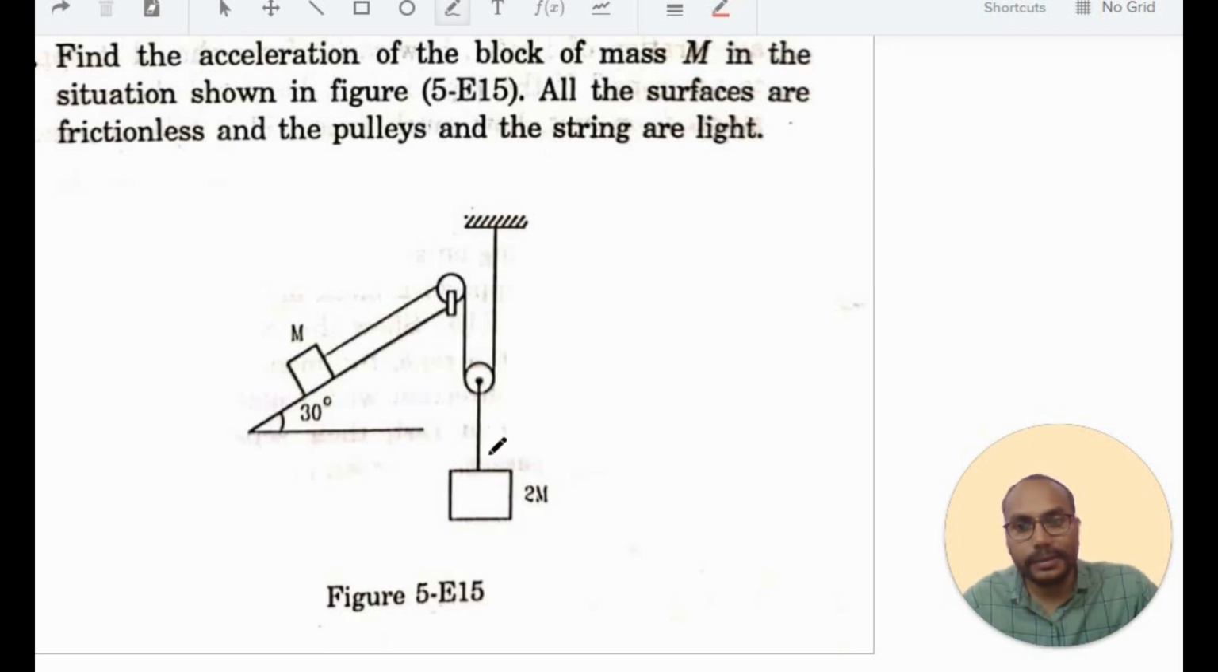So here we have two masses, twice m and m, and we have two pulleys. The pulleys are massless, no masses of the pulleys. And we need to determine the acceleration of this mass m. And here it is said that there is no frictional force between this mass m and this inclined plane. So we can take the coefficient of friction as 0.